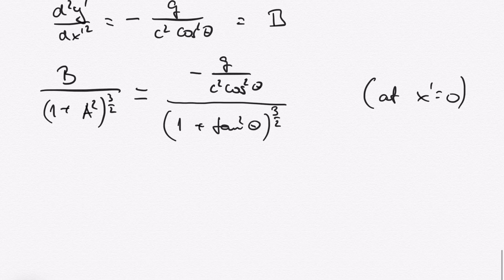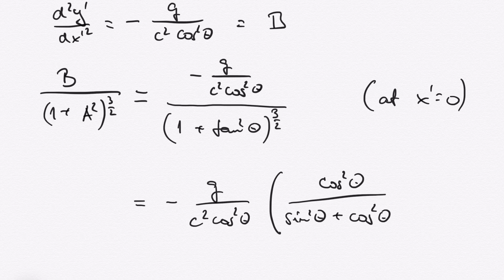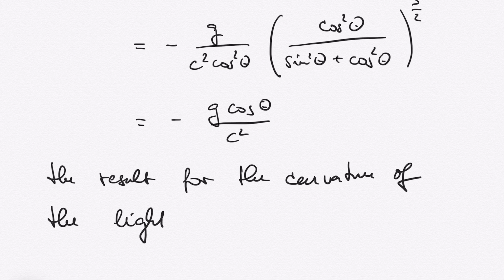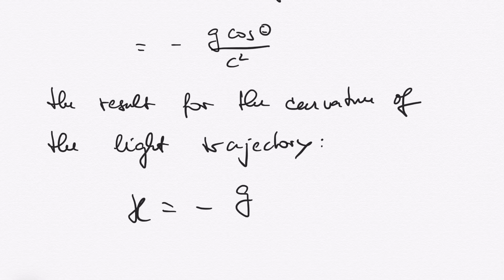This is evaluated already at x prime equals 0, and now this can be manipulated when we rewrite the tangent squared a little bit. That's what is happening here in the bracket, and when the cosines in different powers get cancelled, we get to the final result, which is minus g cosine theta over c squared. And this is our result for the curvature of the light trajectory: kappa equals g cosine theta over c squared.